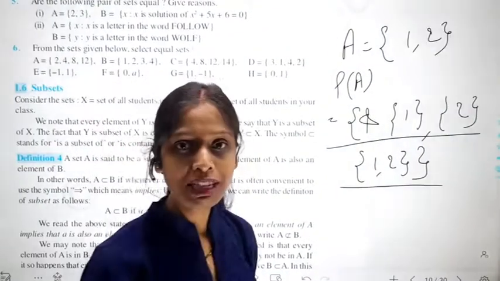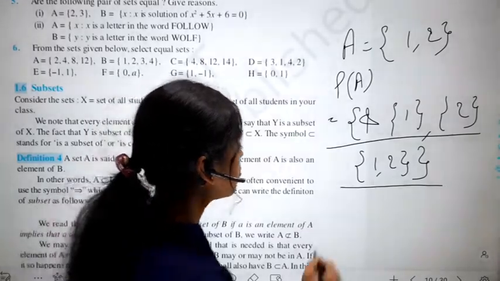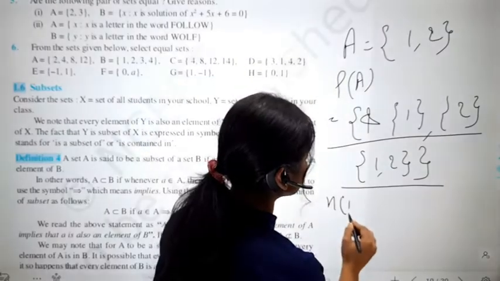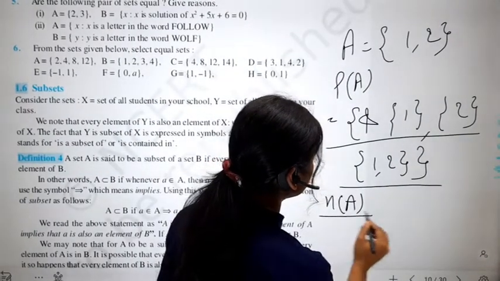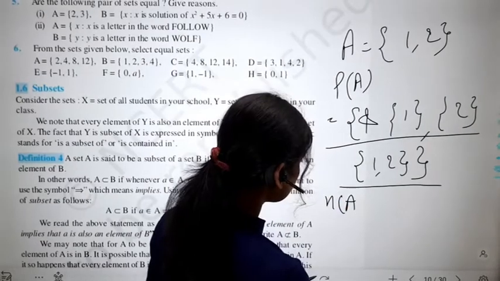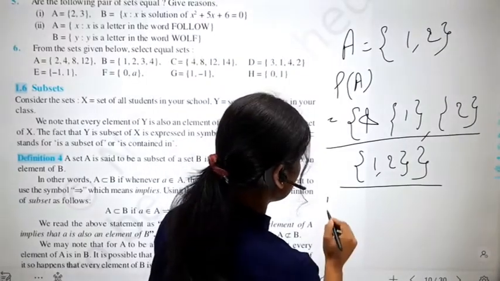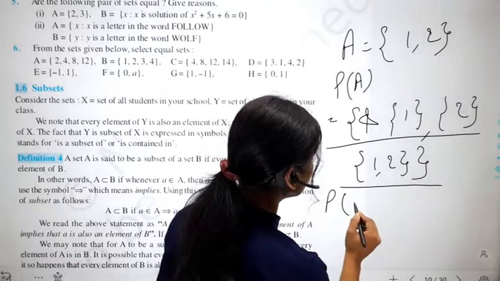Now one thing is very important here. What would be the number of elements in a power set? How many elements will the power set have?